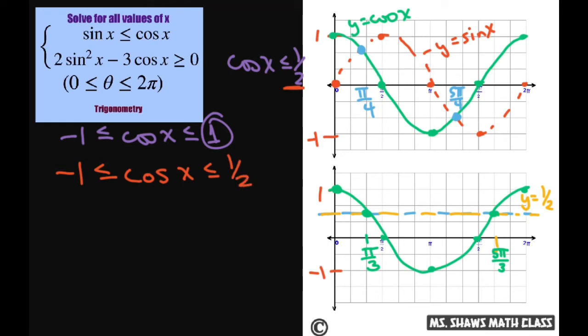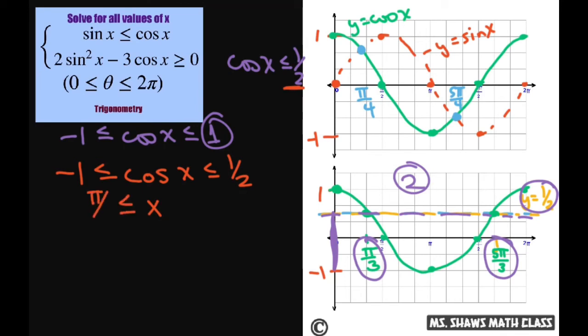I just changed that. So now looking at the graph, and this is going to be graph number 2, I drew this line here, y equals 1/2, and we're looking from negative 1 to 1/2. So it's this area right here where our cosine is. And that's going to occur from pi divided by 3 to 5 pi divided by 3. Therefore, our x would have to be greater than or equal to pi divided by 3, but less than or equal to 5 pi divided by 3.